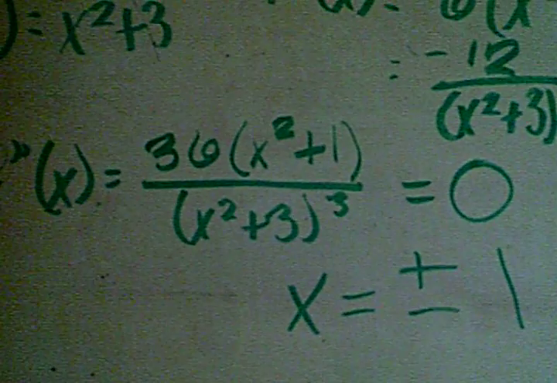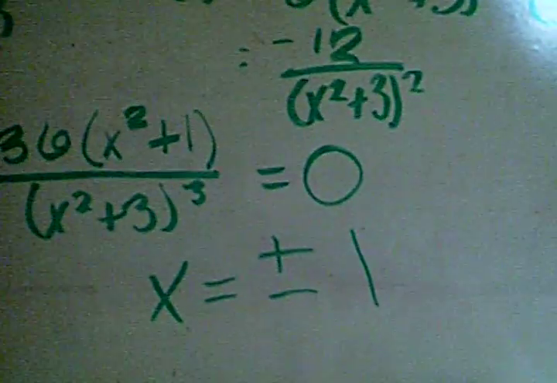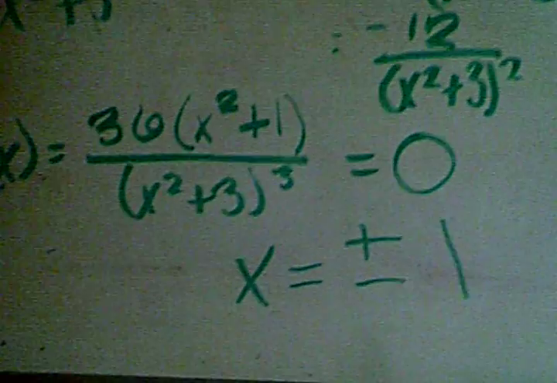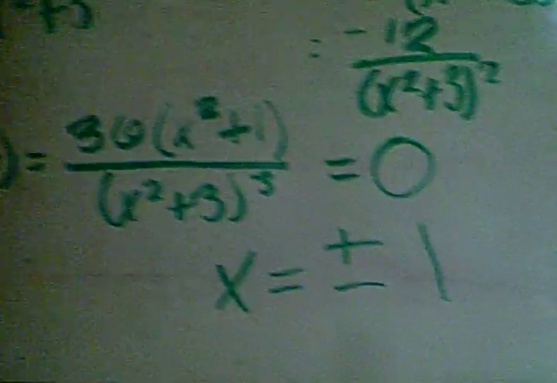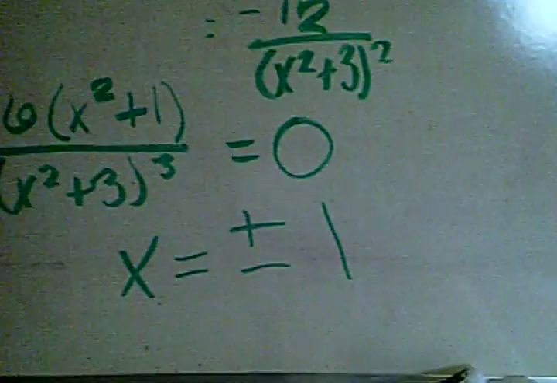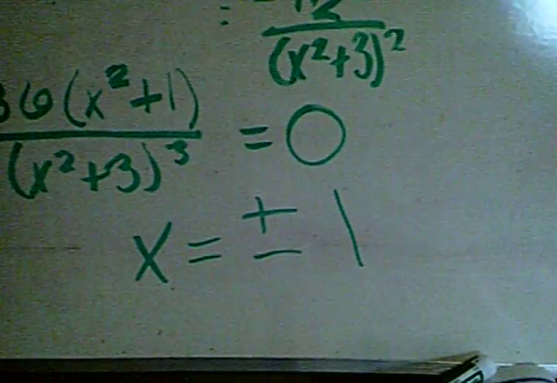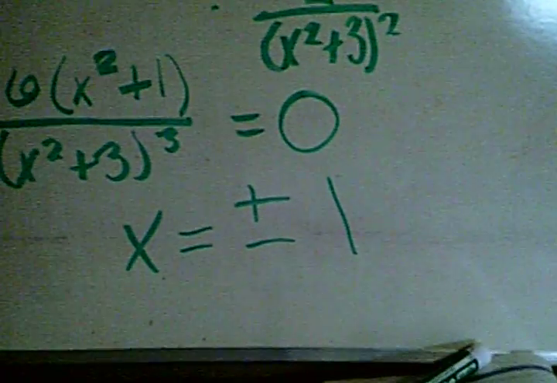We have to get some critical numbers for this. Not critical numbers, we have to find our interval for this because it's an open interval. So we set it equal to 0 to get the x values, and x will end up being plus or minus 1. Okay, so you set it up in a nice little chart, like so.